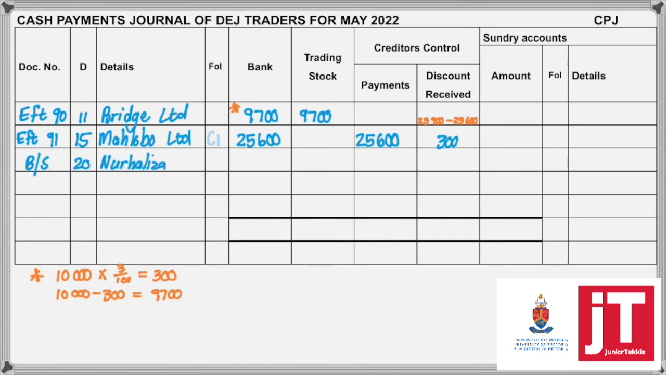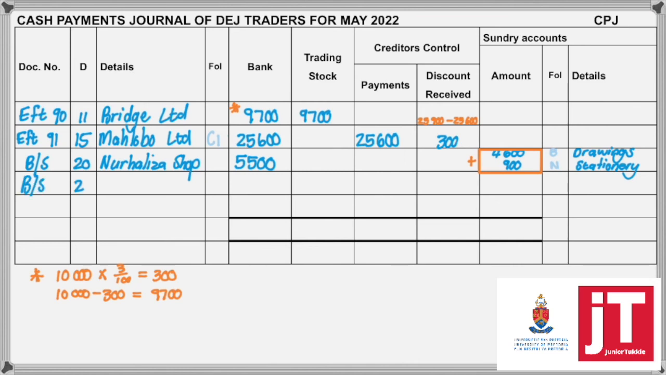Then on day 20, there was a transaction for Nurliza shop. That was the debit card transaction where we bought two things. Stock for the owner's wedding or daughter's wedding, which is then drawings, and stationery, 900 Rand. So that was one transaction. So you had to add the amounts together and get a total transaction of 5,500 Rand. And remember, always fill in your folio column referring to the balance sheet or the nominal account.